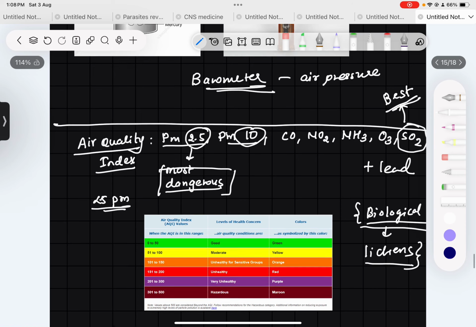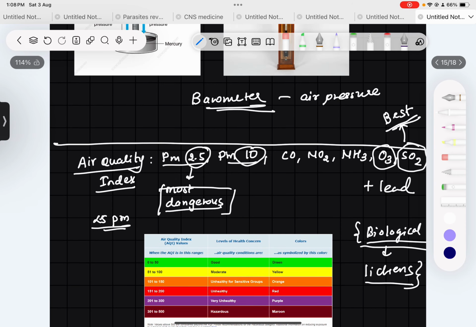Now this ozone. Ozone is a secondary pollutant. Why? Because we know that we have an ozone layer actually, but if the ozone is present at ground level, meaning it is ground level ozone, then it is a secondary pollutant.